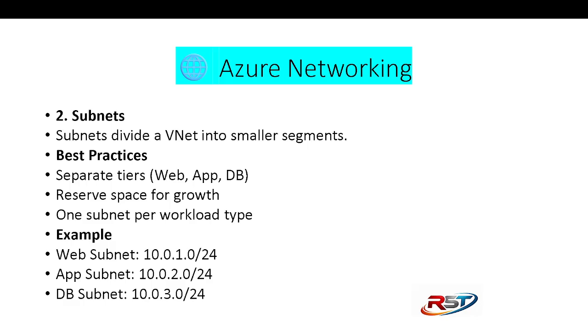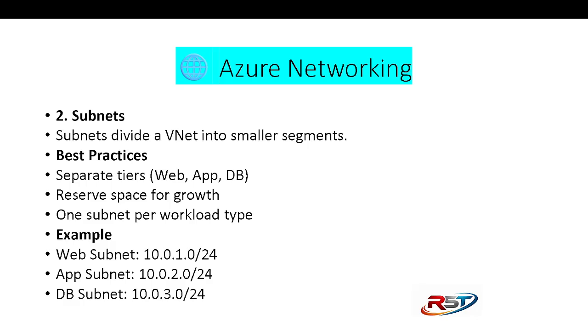Best practices. Suppose we have a web app and DB servers, separate tiers. We have to separate the web tier, app tier, and DB tier, and give them the number of IPs they require. We have to partition. Reserve space for growth. Suppose you are building 10 web servers, and in future we may get another 10. Based on that we have to size the subnet.